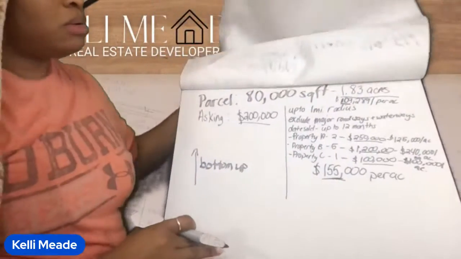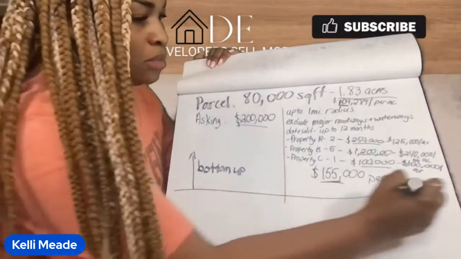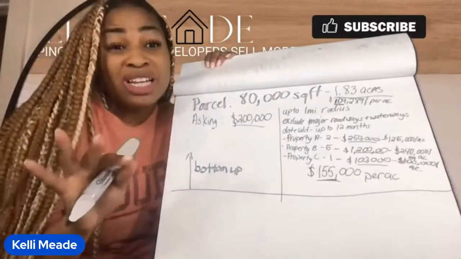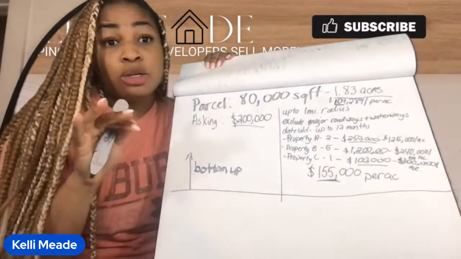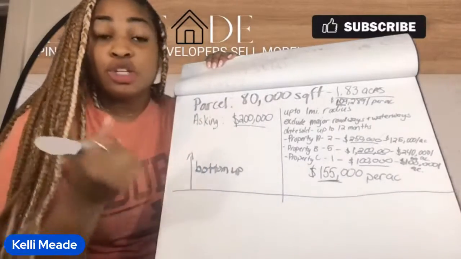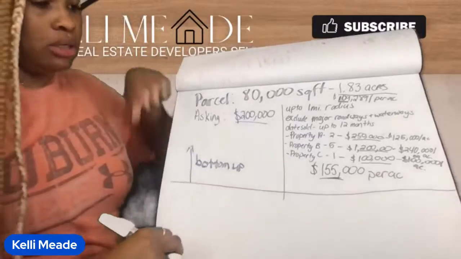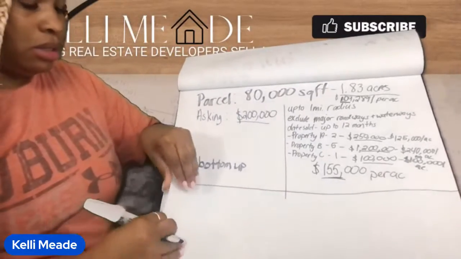Let me show you the top down approach. Okay. And if you want to be really detailed, you'll do both. You'll do a bottom up approach and a top down approach to make sure that your numbers make sense. Okay. So let me actually do this just so I don't write on the bottom of this.